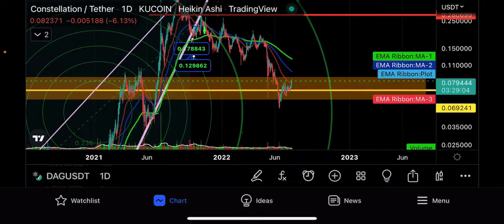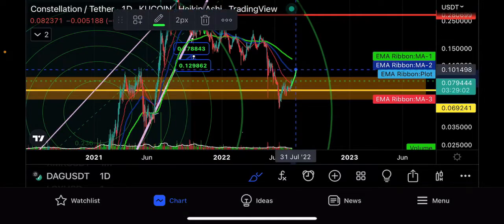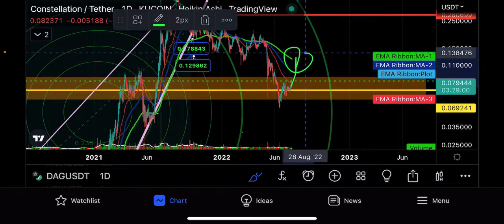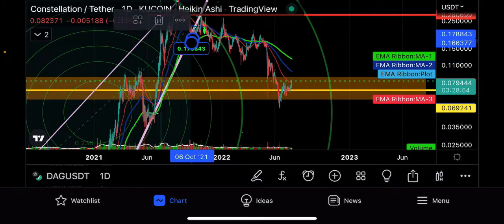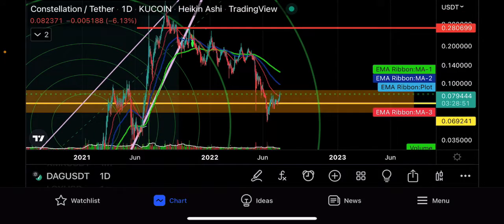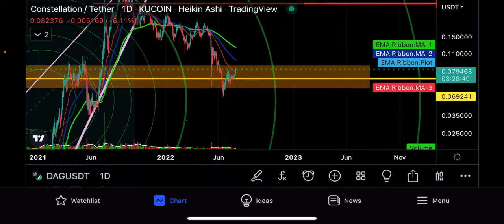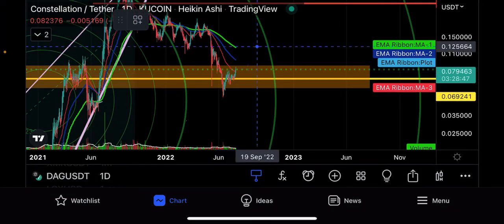So what I would look for in the short term is this maybe to trade up, if it can get above this orange zone, trade up to the 200-day moving average, right? Let's get rid of some of these old ones. We got some more nonsense right there. Maybe trade up to the 200-day moving average in that daily time frame, which would be 12 cents.